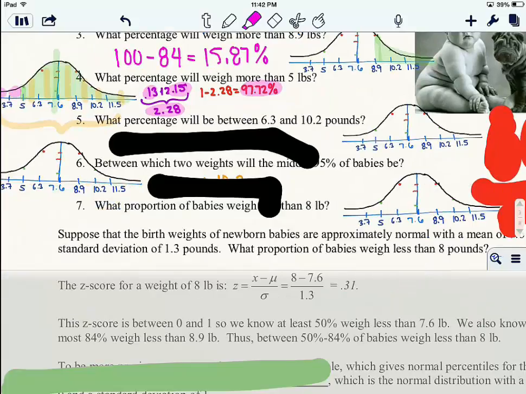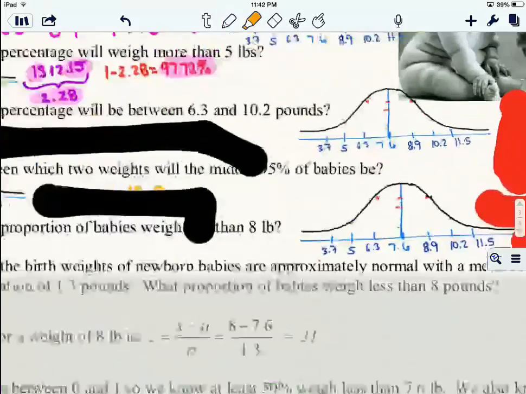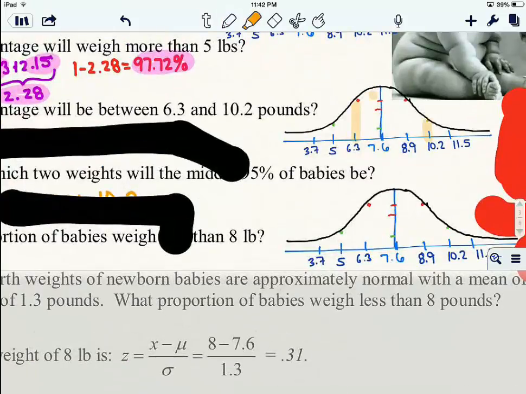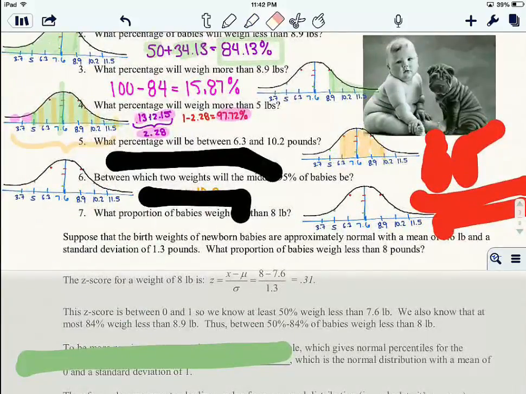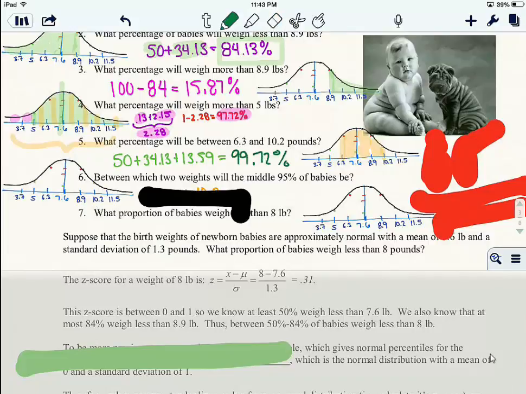For number 5, what percentage will be between 6.3 and 10.2 pounds? 6.3, 10.2, let's see, 34.13 plus 34.13 plus 13 point something, 13.59. Add up the 50 plus 34.13 plus 13.59, and we have a total of 99.72%. Again, you could do this in decimals or as percents, just don't confuse the two.